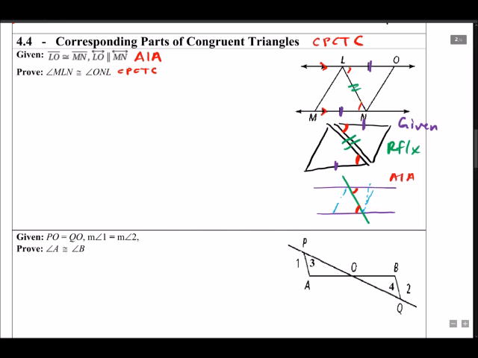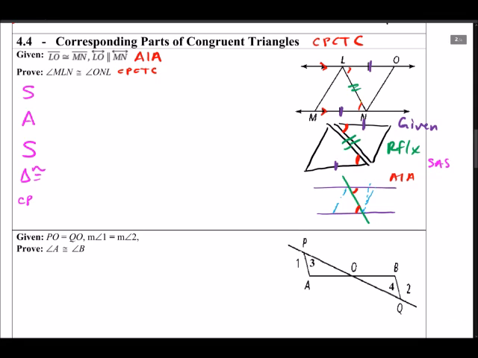So we've got side angle side. I can see side angle side here. Do you see side angle side? So that gives us a side angle side. So we want to do a proof that does side angle side, side angle side, and then I'm going to make my triangles congruent, and then I'm going to use my corresponding parts down here.